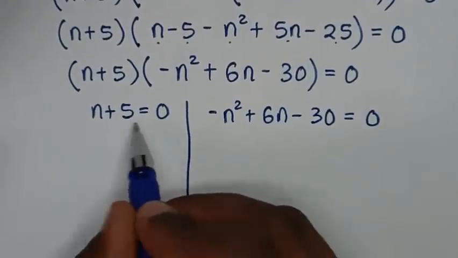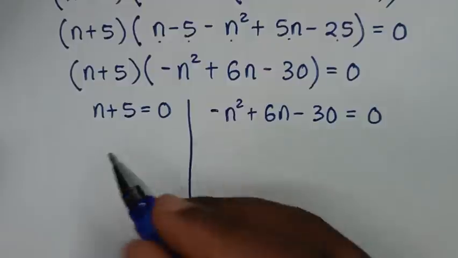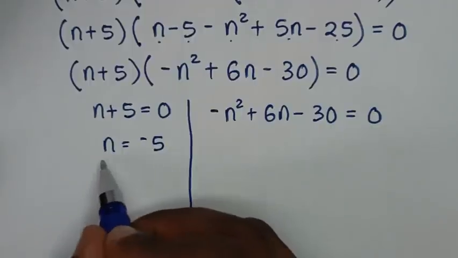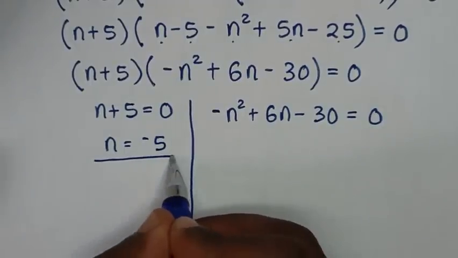Then from here, for the first solution, we'll take 5 to the right side. So it will be n is equal to negative 5. So this is the first value of n.